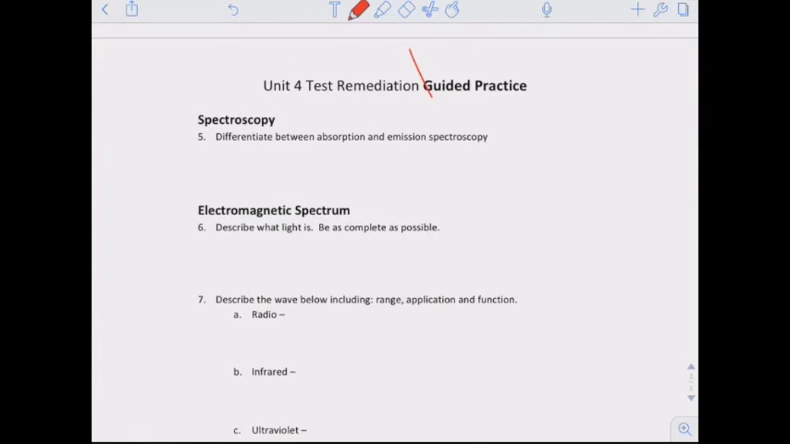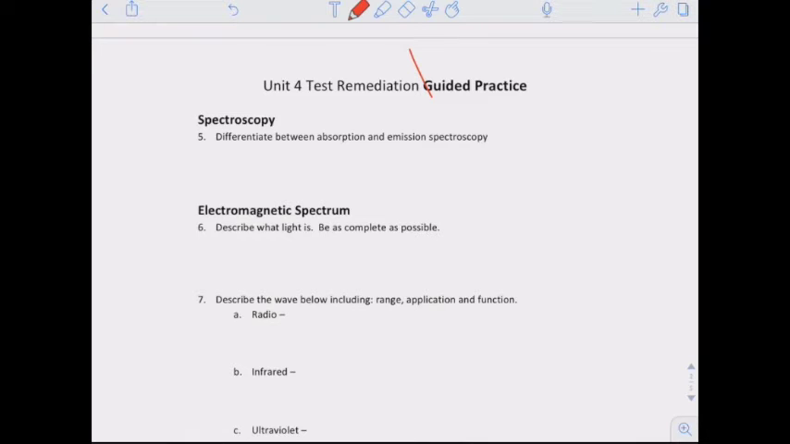Looking at spectroscopy, it says differentiate between absorption and emission spectroscopy. Absorption spectroscopy just shows all the light except the light that was absorbed to make the electron jump an energy level. And emission spectroscopy is just showing when that electron drops back down to the ground state, it emits light, and so therefore it shows that light.